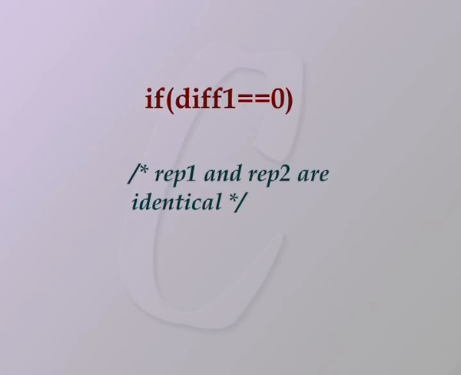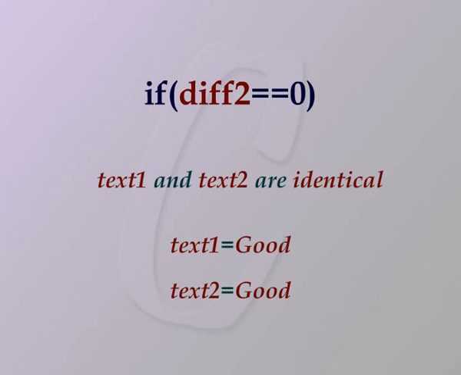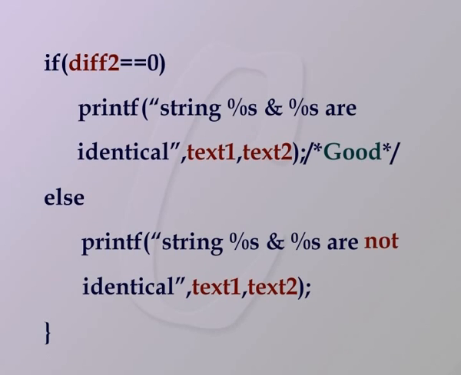Then I am checking, if it is equal to 0 I am printing they are identical, if not I am printing they are not identical. Again for the second case, if they are equal to 0 I am printing identical, otherwise not identical. So this is how you are going to use these functions and see on the output screen whether your functions have worked correctly or not.